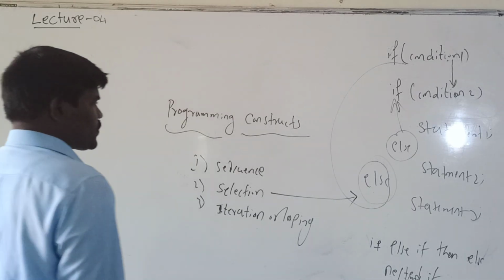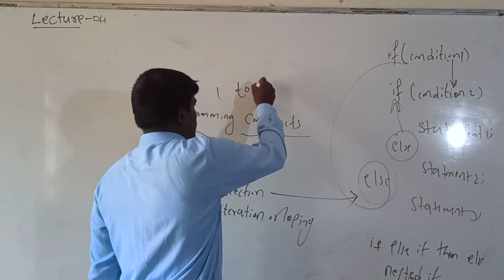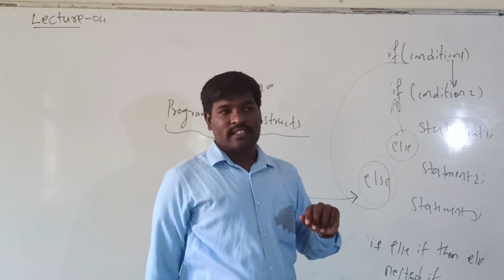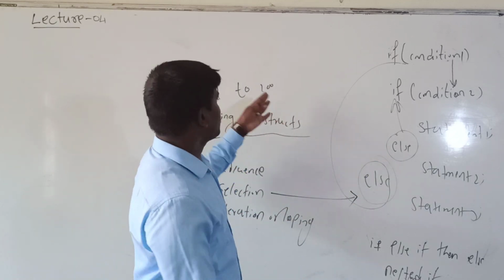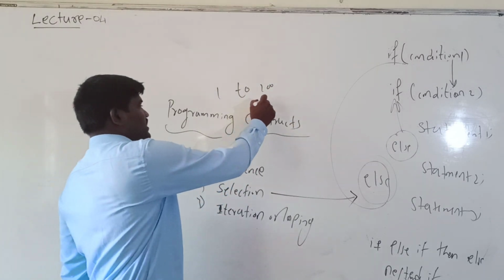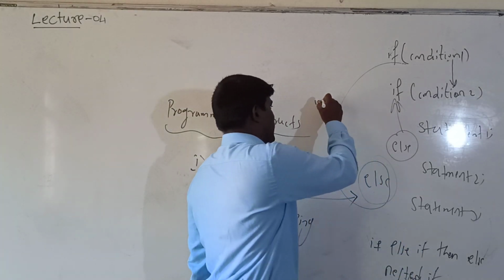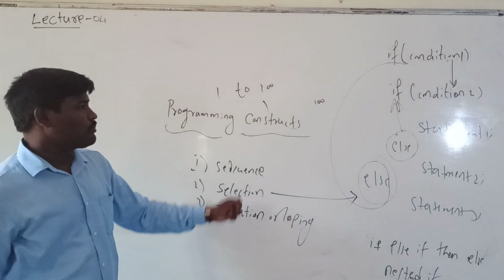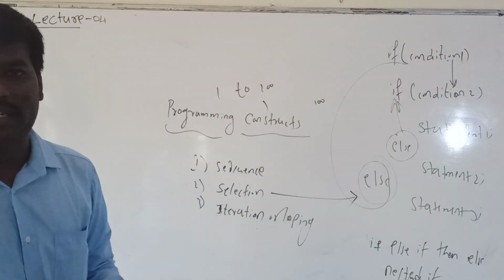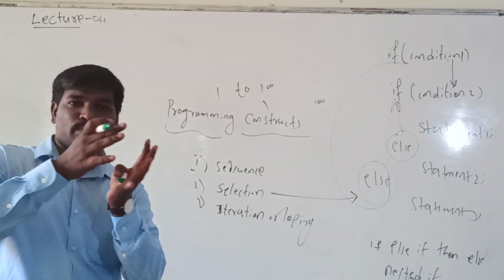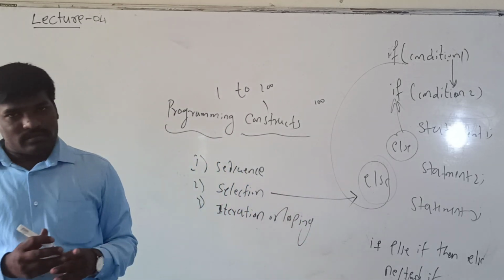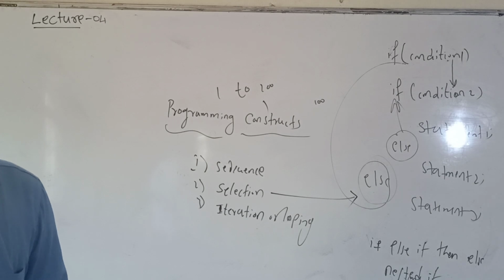For example, if you want to print the numbers from 1 to 100: selection means one time it will select either true or false, it will decide. But if you want to print the numbers 1 to 100, I can enter the initial value 1 and the final value, that is, the limit is 100. Based on the initial value and final value, the statements will be executed one by one repeatedly. For that process, we have to use iteration or looping.